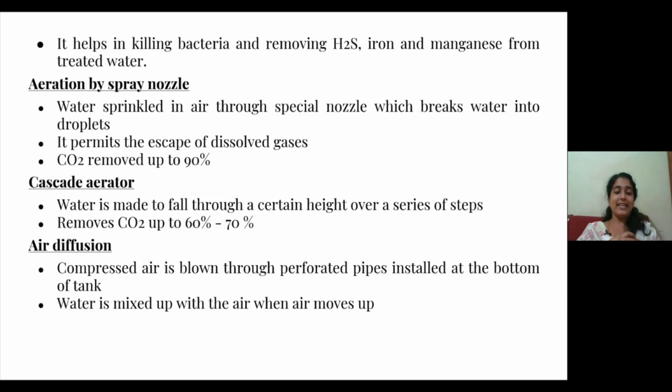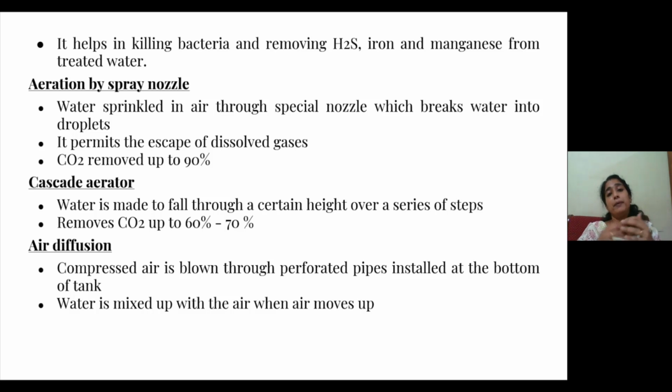The next one is the cascade aerator. In this cascade aerator, the water is allowed to fall through a series of steps. Then the contact between water and air will be increased, and the dissolved gases and carbon dioxide will be removed from the water. The removal efficiency is only up to 60 to 70%. This is the same as the fountain that we observe in parks and other entertainment areas. And the next method is the air diffusion method.